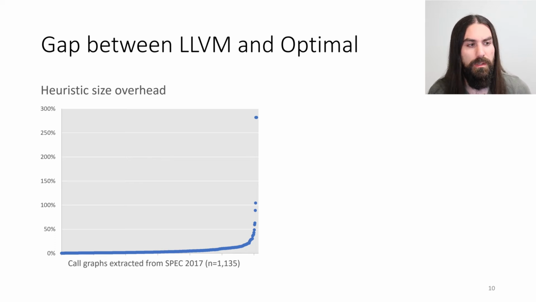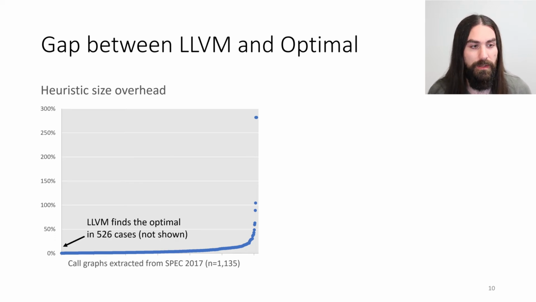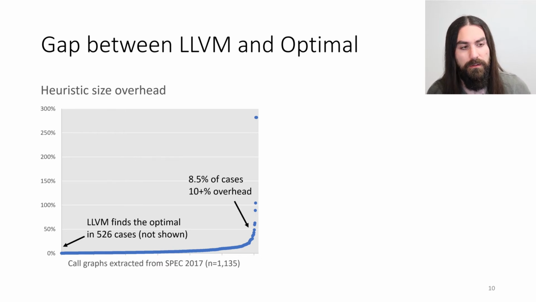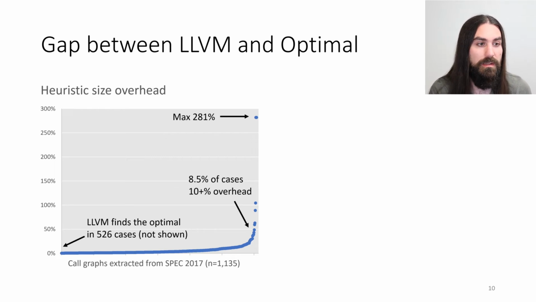And as we showed, LLVM is already good for simpler cases, but for more complex ones, there is a significant gap. For 8.5% of the cases, there's at least a 10% size overhead, and in the maximum case, there's an almost 300% size increase. What we also evaluated is how much LLVM and the optimal inlining agree.